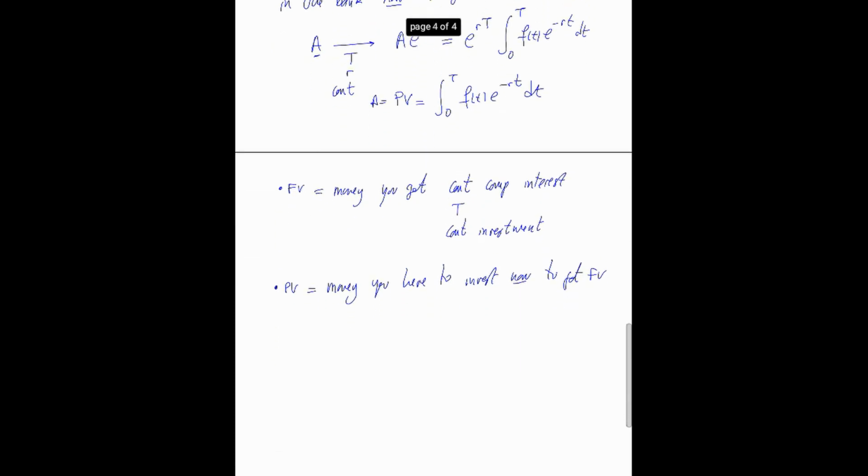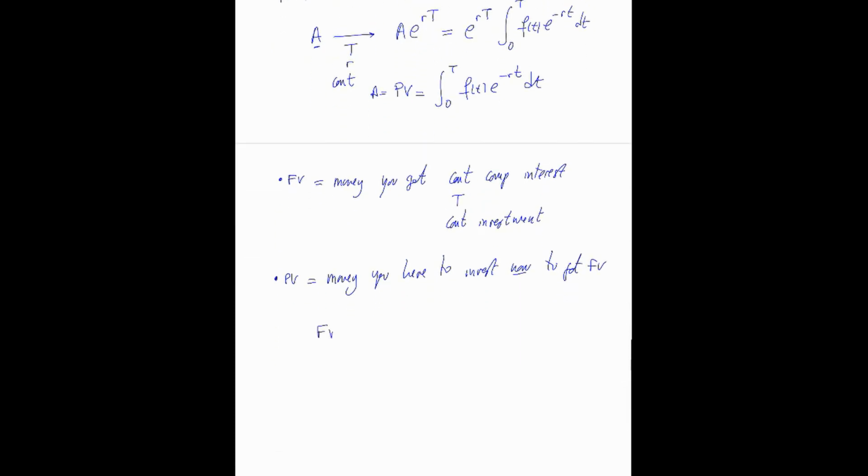And the formulas are, for the future value, you have e to the rT times the integral from 0 to T of f of t e to the minus r t dt. And the present value is the same formula, except it's missing the factor outside, so it's only the integral part. I will put some examples later.